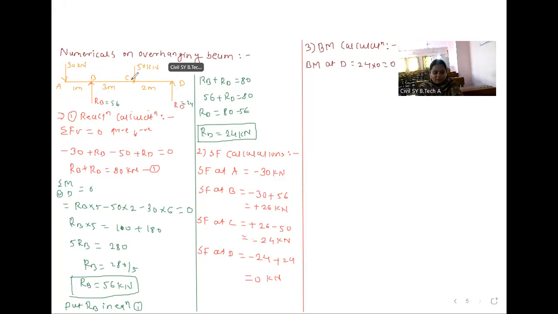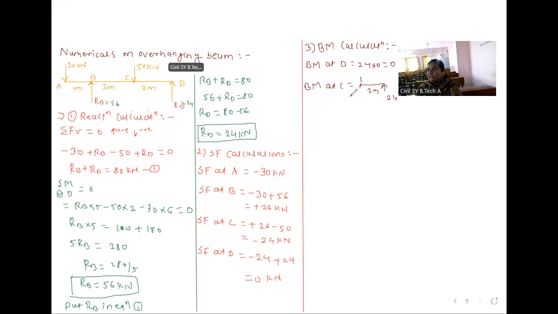After that, we will calculate bending moment at C point. So bending moment at C, I will draw the span here. So here 24 force is there. Span is 2 meter and this is C point.